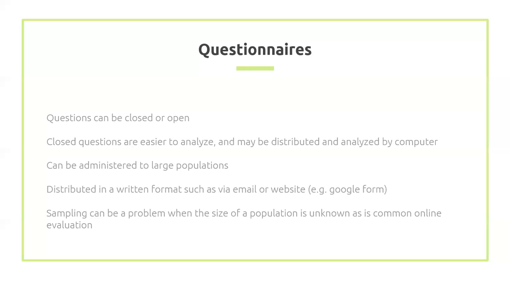Now, sampling can be a problem when the size of the population is unknown, as in common online evaluation. Well, actually, sampling is a problem for any questionnaires or even interviews. What is sampling? Can anyone tell what I mean in this sentence? What is sampling? Isn't it that I'm using some part of the population to be used? Correct. We cannot really gather information from all of our users.